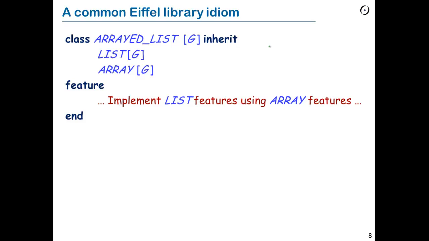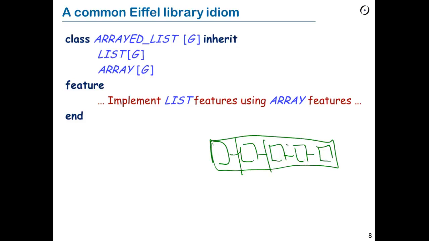You find it in classes like arrayed list, which inherits, as you can see, from list and from array. Arrayed list represents a notion of list implemented by array. So conceptually it's a list with elements 1, 2, 3 and so on. It's a sequence of elements, but in terms of implementation it's actually implemented by an array, which gives us an efficient implementation, at least for some operations. It makes insertion a bit inefficient, but for example element access is very fast.